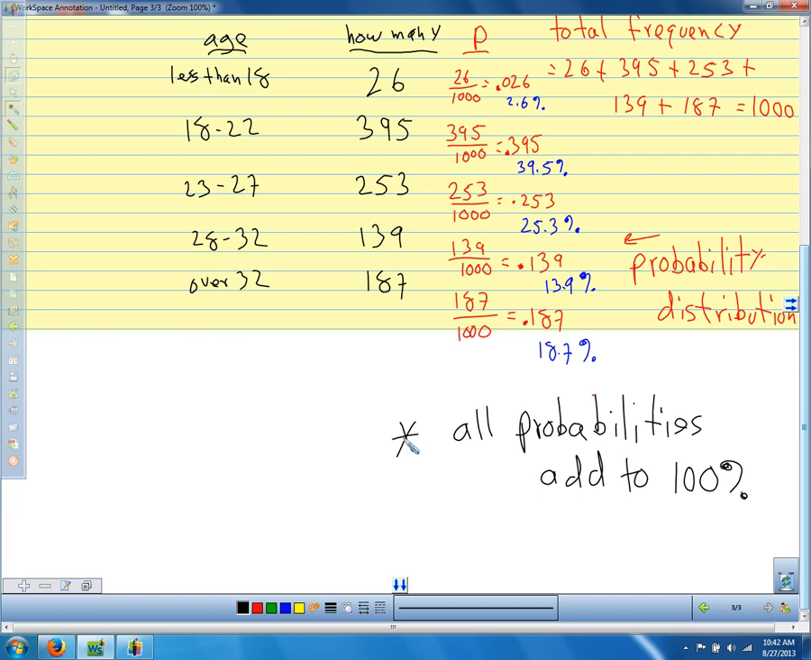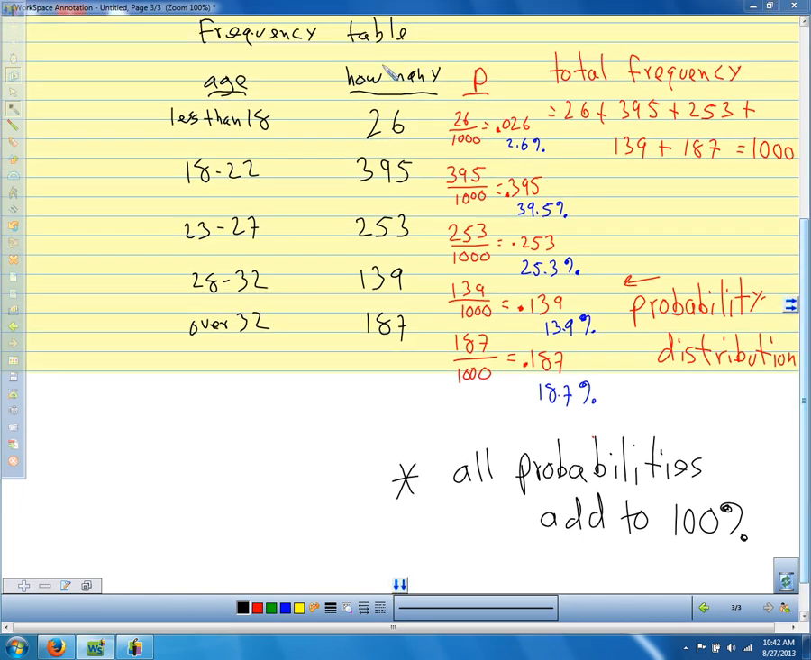So that's all there is to frequency tables and probability distributions. It's just all of our numbers are laid out in tables, and we find probabilities using those numbers that we have. Any questions?